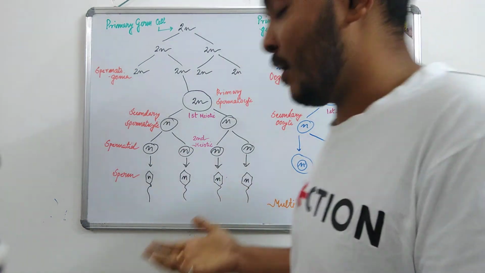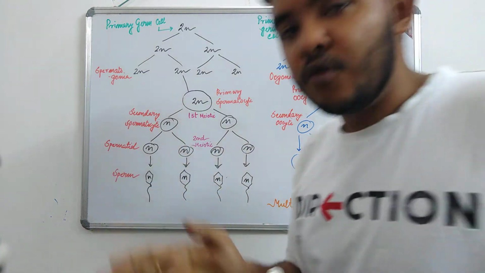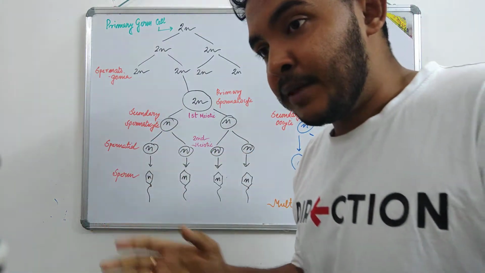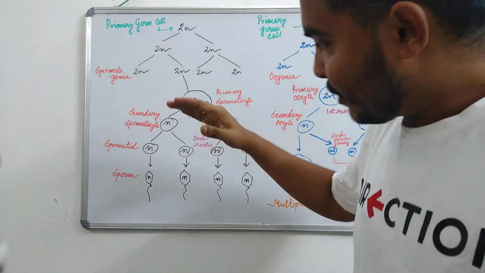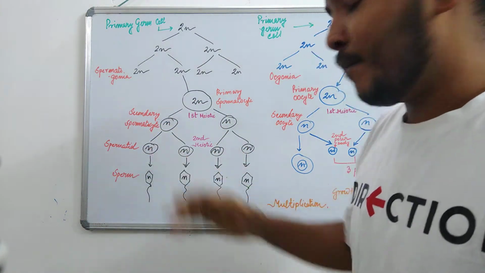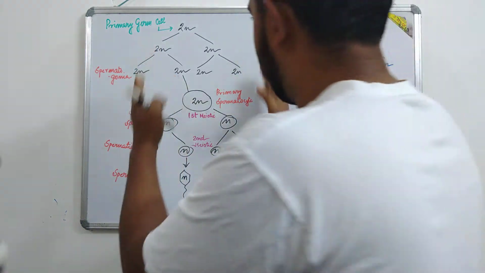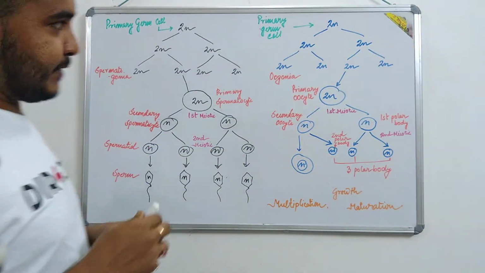Or motile sperm. Motile means the sperm that can move, or fertile sperm. This particular step we call spermiation. What? Spermiation. From spermatid to mature sperm, we call it spermiation. Okay, so that is the part of spermatogenesis.